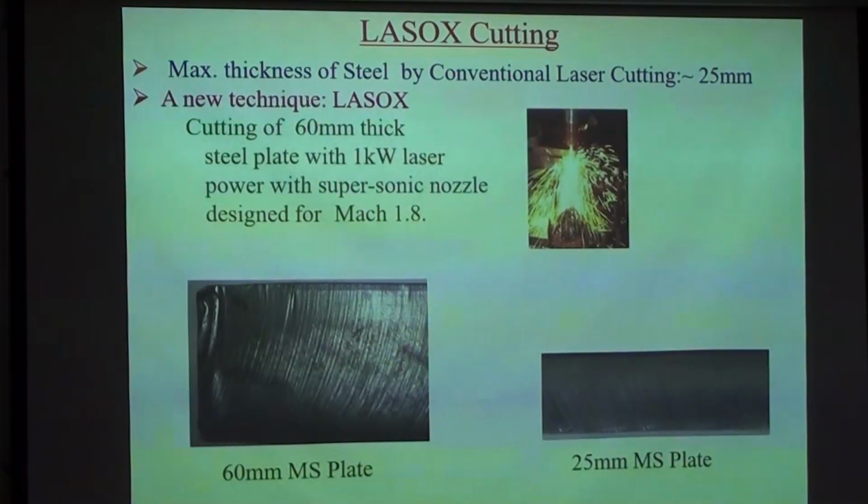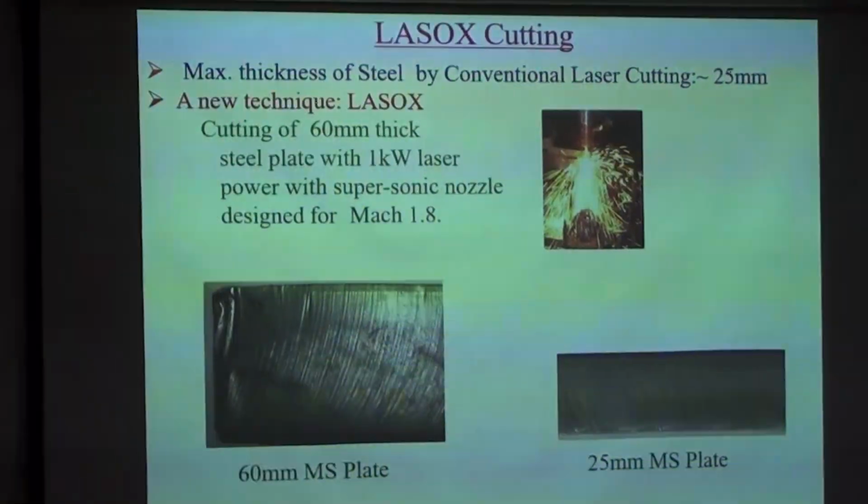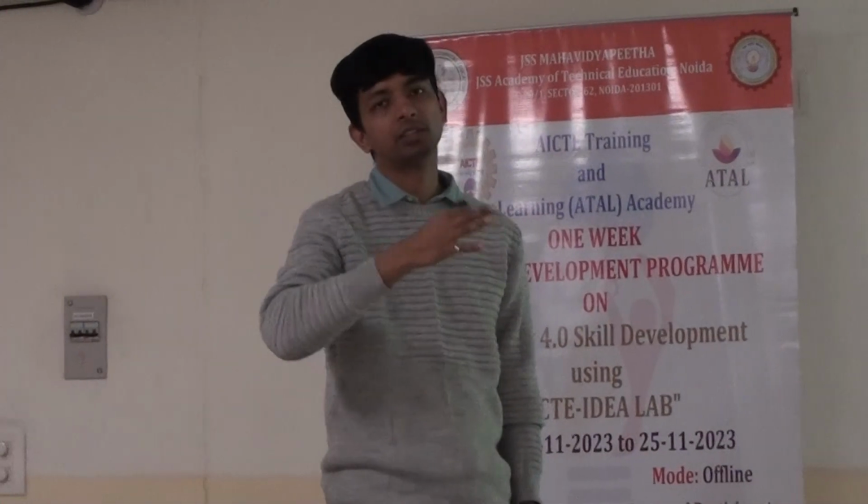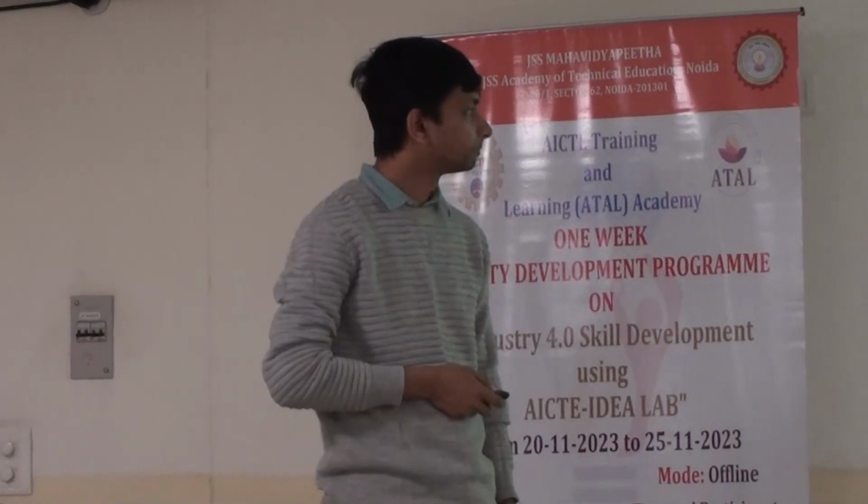And of course, there was a variant where you can also design the supersonic jet, like Mach 1.8. By means of changing the design, you can ensure that the gas jet that is coming out from the nozzle is 1.8 times the sound velocity. So sound velocity is 330 meters per second. So Mach 1.8 means 1.8 times the sound velocity at room temperature.